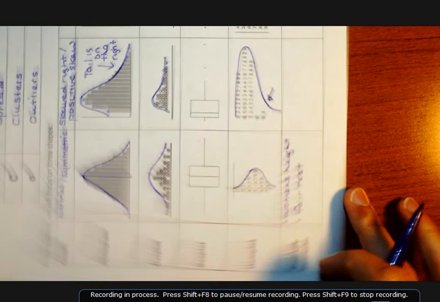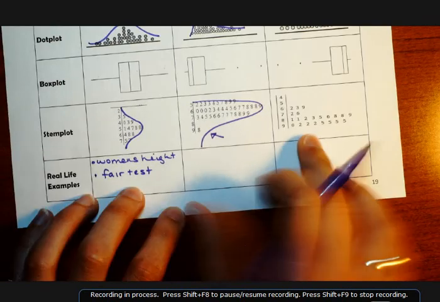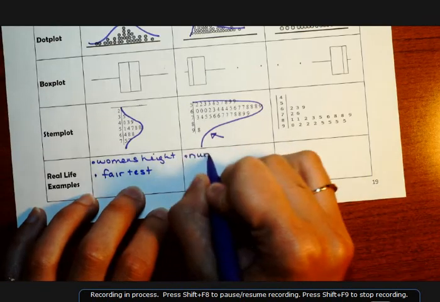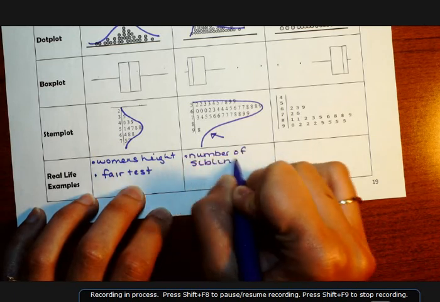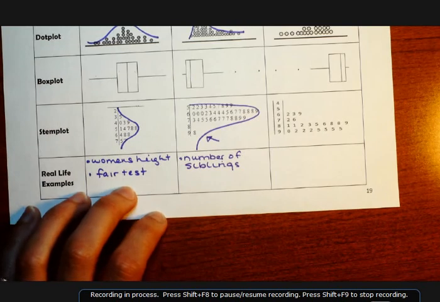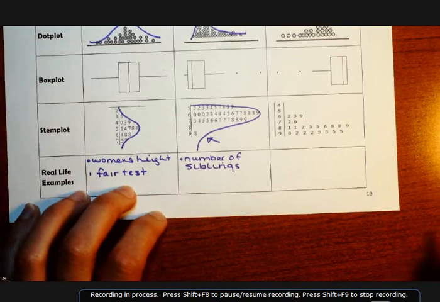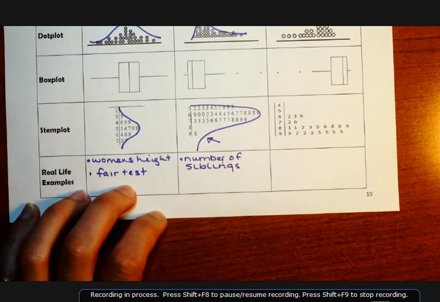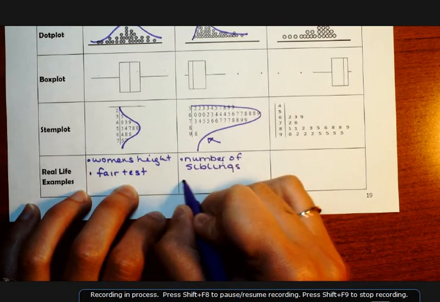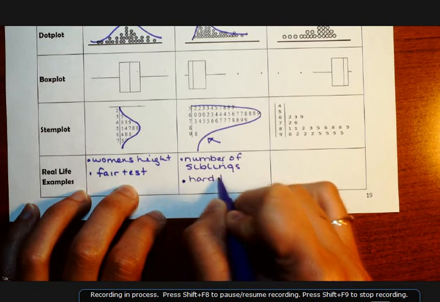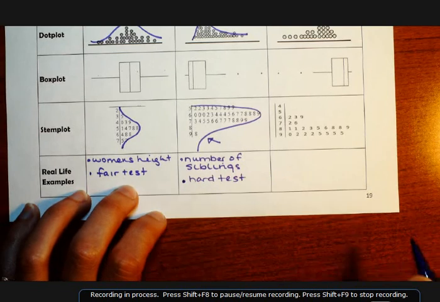Other examples of skewed right data are the number of siblings that people have. If you ask your classmates the number of siblings they have, probably somewhere around 0, 1, 2, 3, and then getting smaller and smaller and smaller as the number line increases. Another example for this would be a hard test. With a hard test, you would expect most of the scores to be on the lower end, where only a few people do well on the right end.